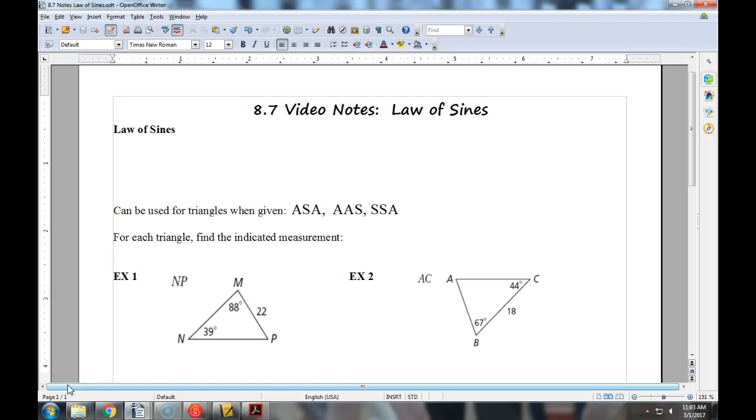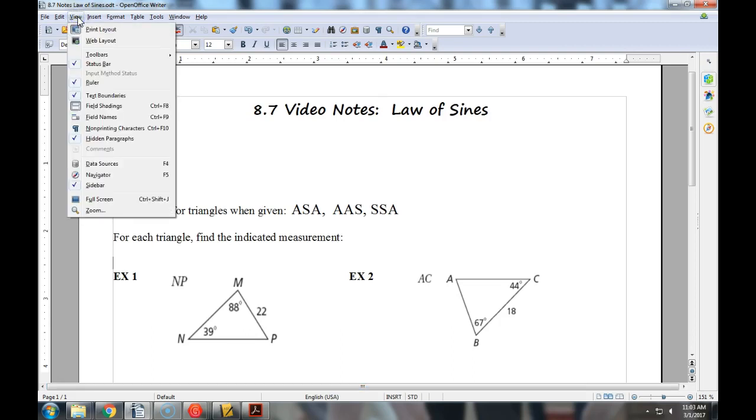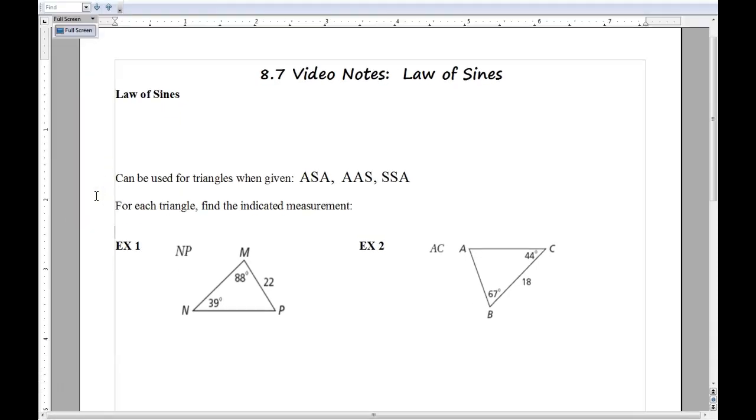All right, 8.7 video notes. Law of sines. We have two sections left, 8.7 and 8.8. There's a law of sines and then there's a law of cosines. There won't be any law of tangents. But let's jump right into the law of sines, which is pretty important because it allows us to solve triangles that are not right triangles.